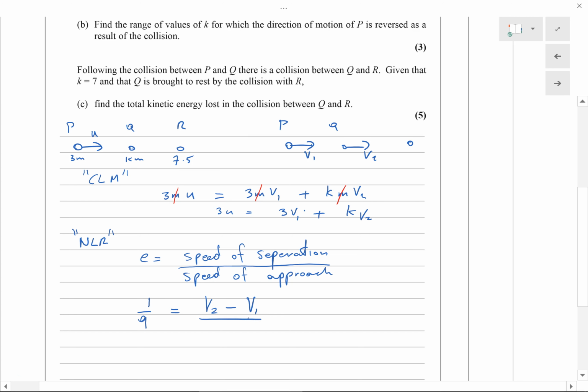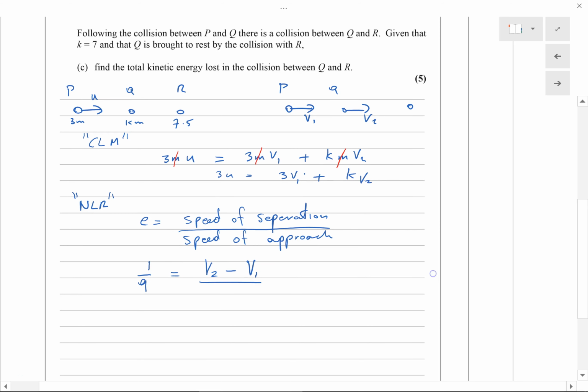When we're using this equation, we must always have the top and bottom positive. It won't do if you wrote V1 minus V2, it's all going to get messed up. So we must make sure that it's positive on top. And then on the bottom, Q is not moving, but P is moving towards it at speed U. Okay, let's write that out. We've got V2 minus V1 is equal to 1 over 9 U.